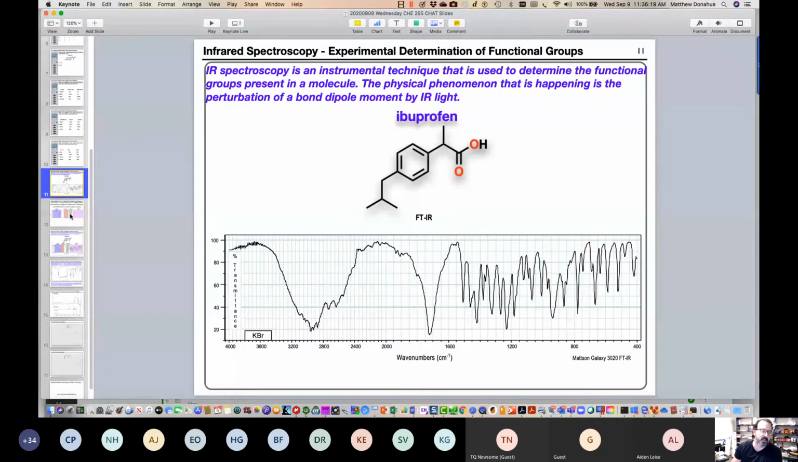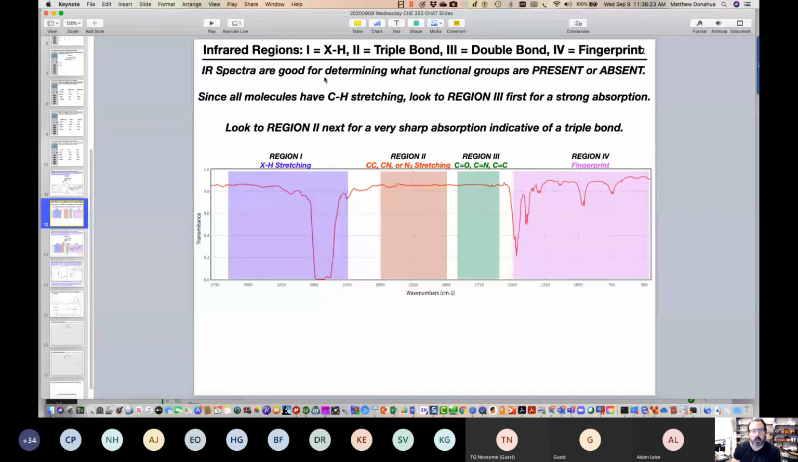So let's go to this slide here. This slide shows you the four regions that you have to be concerned with and what functional groups occur in those regions. IR spectra are good for determining what functional groups are present. By present, that means you see the peak. It's going from 100% transmittance, absorbing down, and then back up. We're calling that a peak or a signal. So it can tell you what groups are there. And if you don't see that group, what group is not in that molecule. Both of those things are useful.